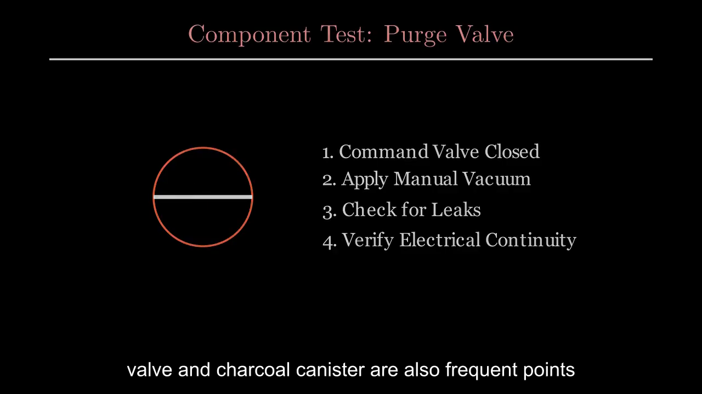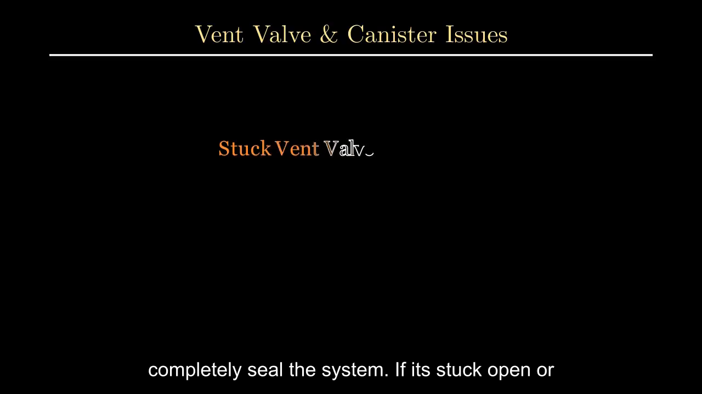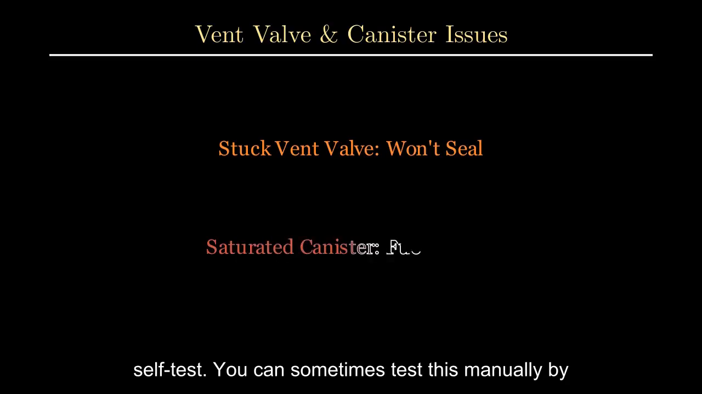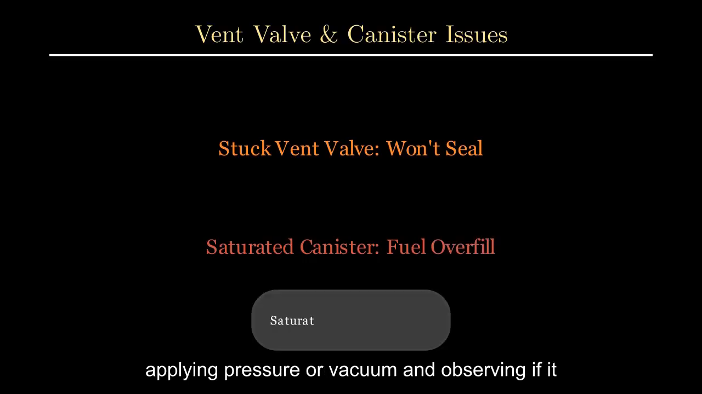The vent valve and charcoal canister are also frequent points of failure. The vent valve can be commanded open and closed with a scan tool. When closed, it should completely seal the system. If it's stuck open or leaking internally, your system won't pass its self-test. You can sometimes test this manually by applying pressure or vacuum and observing if it holds.